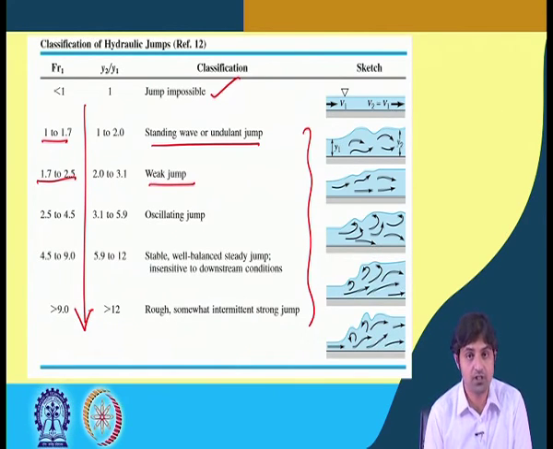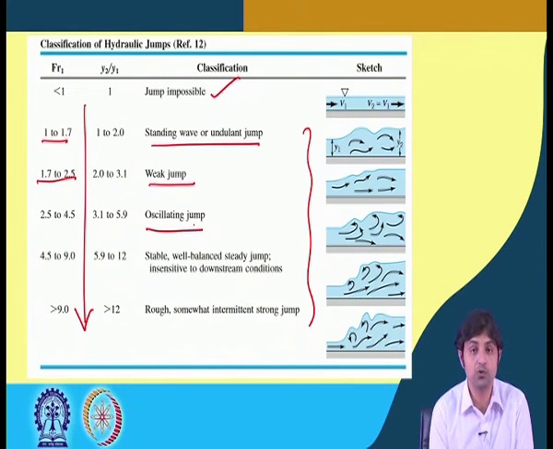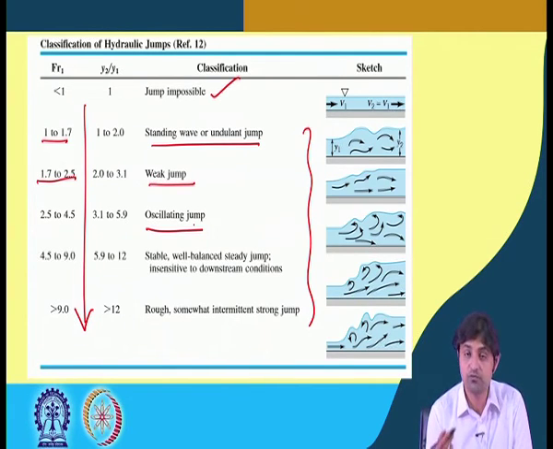As you know, as the Froude number at upstream keeps on increasing, the jump becomes more and more violent. That is an important message that you must remember. You do not need to worry about the value of the Froude number for an oscillating jump or a balanced steady jump. The main thing is, for a Froude number less than 1, no jump is possible, and if the Froude number at the upstream section keeps on increasing, the jump is going to become more and more violent.